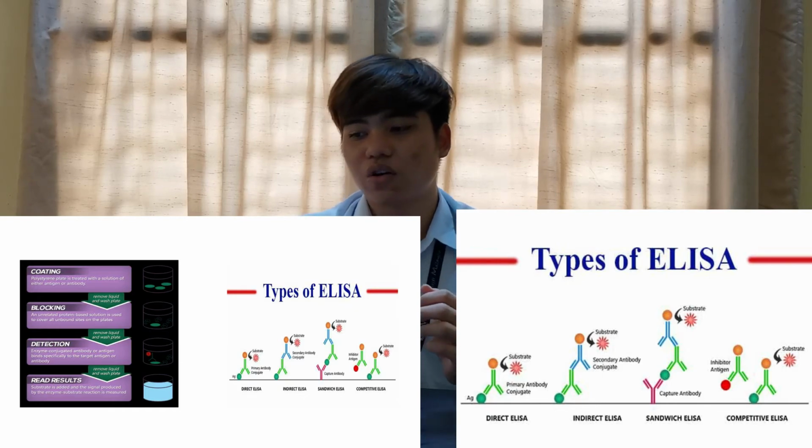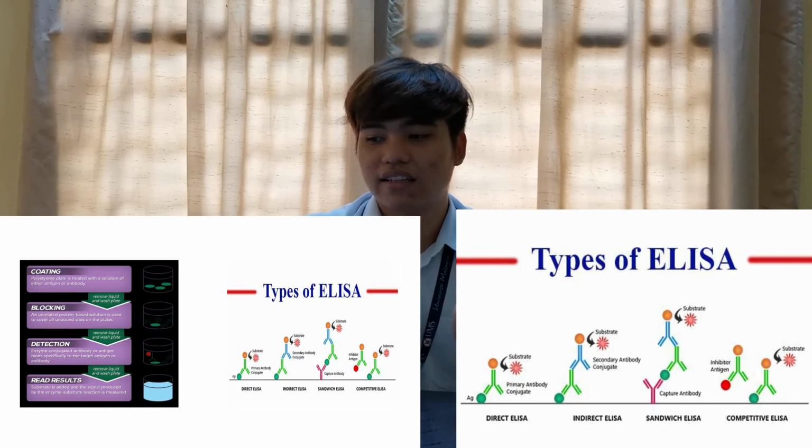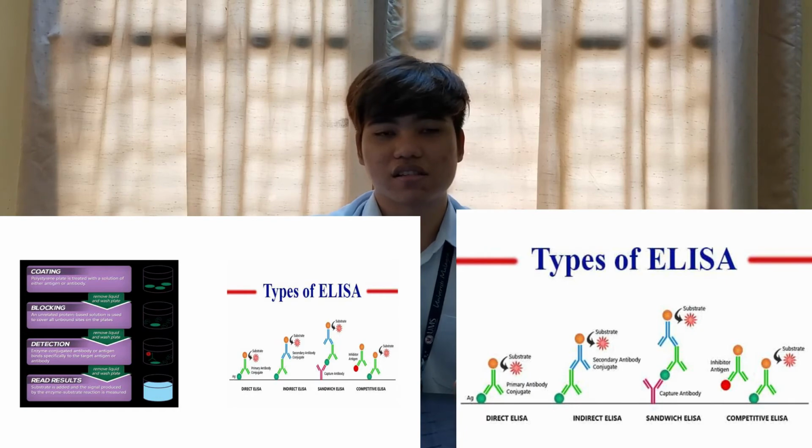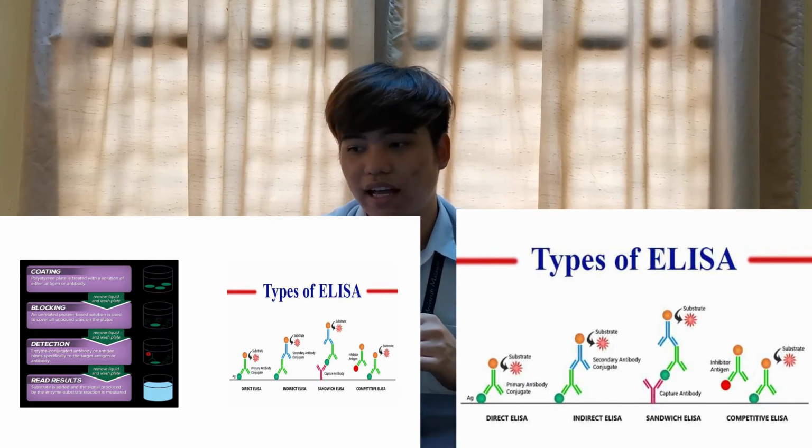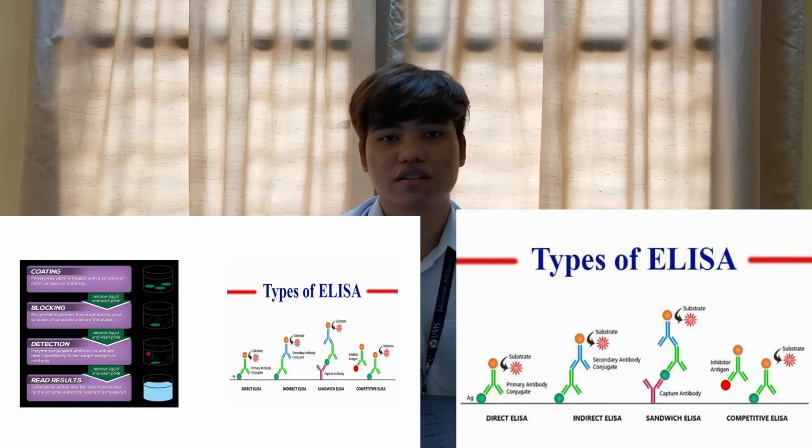So the last one is the competitive ELISA. Competitive ELISA contains the inhibitor antigen and the antigen as the region that will give a result for the antibody of the sample and give the final result.